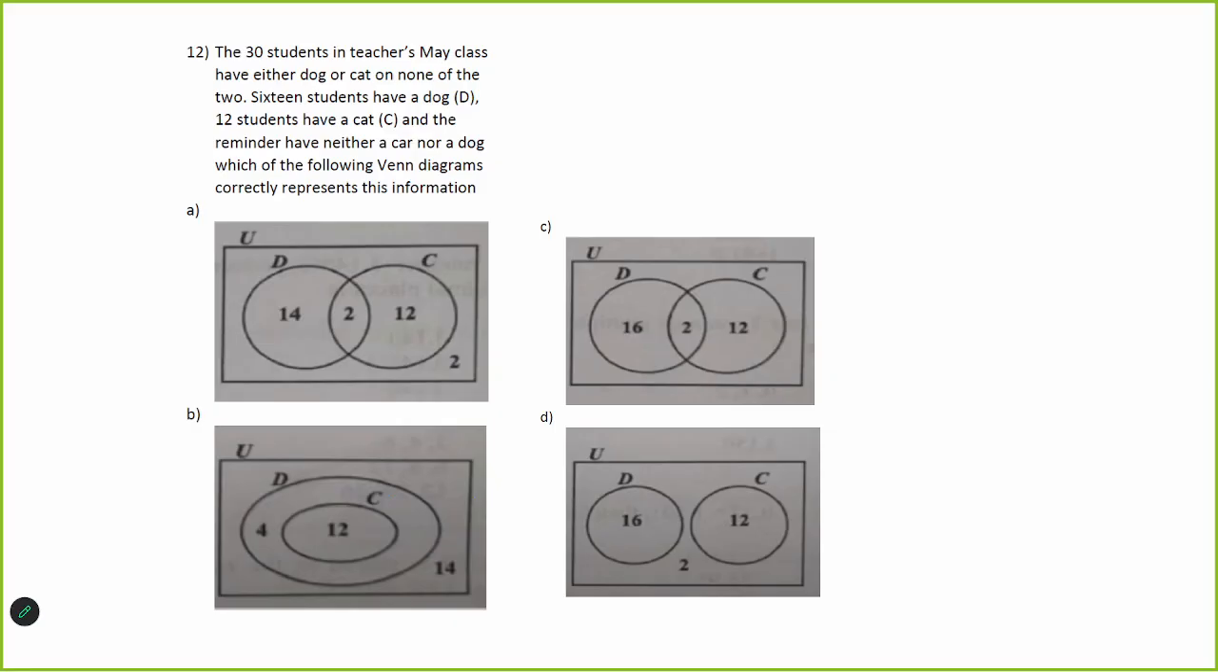The students in me, right. They love to bring this question, so read carefully, right? The 30 students in teacher's May class have either a dog or a cat or none of both. Students with dogs are 12, students with cats, and the remainder have neither a dog nor a cat. So it's either you have a cat or you have a dog. This would be D is the answer.